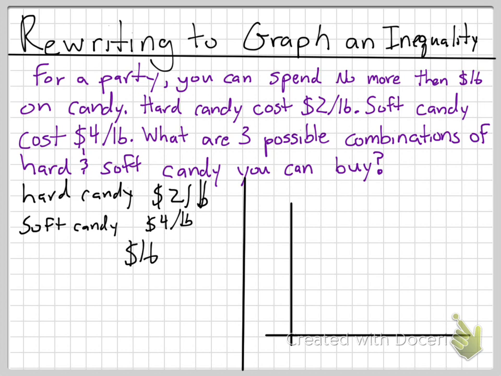And if we can't spend more, that means what we're actually going to spend, so we'll just put a dollar sign, is going to be less than or equal to 16. Because we have $16 to spend, so we can spend 16, but we can't spend more than that. So we have to give ourselves y and x. It doesn't really matter which one you use for which. For this case, I'm going to say my hard candy is my y, and my soft candy is my x.